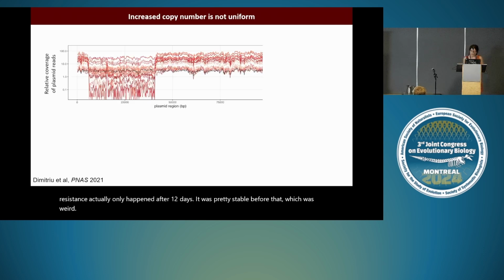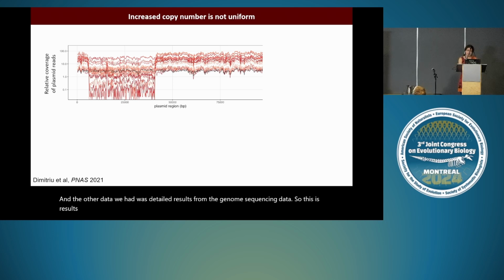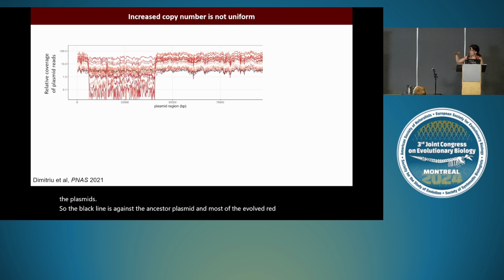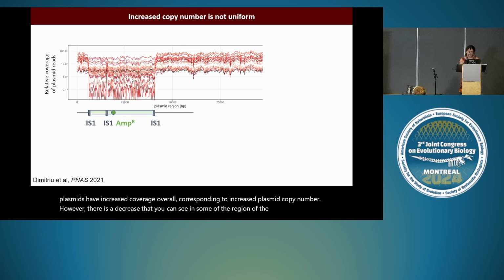And the other data we had was detailed results from the genome sequencing data. This is results of Illumina sequencing, where we map the reads from plasmids across the sequence of the plasmid. The black line is again the ancestor plasmid, and most of the evolved red plasmids have increased coverage overall, corresponding to increased plasmid copy number. However, there is a decrease that you can see in some of the region of the plasmid. And this region is the antibiotic resistance region.